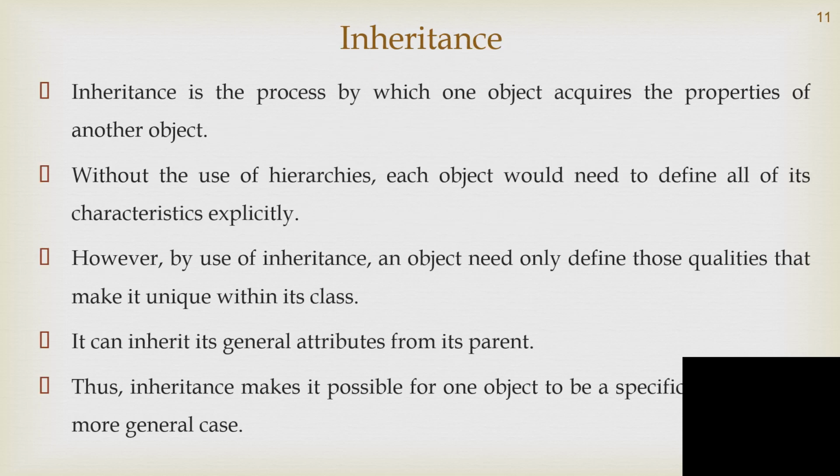Next is inheritance. Inheritance is a process by which one object acquires the properties of another. Without the use of hierarchies, each object would need to define all of its characteristics explicitly. So it can inherit the general attributes of its parents. If we have a parent and child, the child can inherit the general attributes of the parent. Thus inheritance makes it possible for one object to be a specific instance of a more general case.